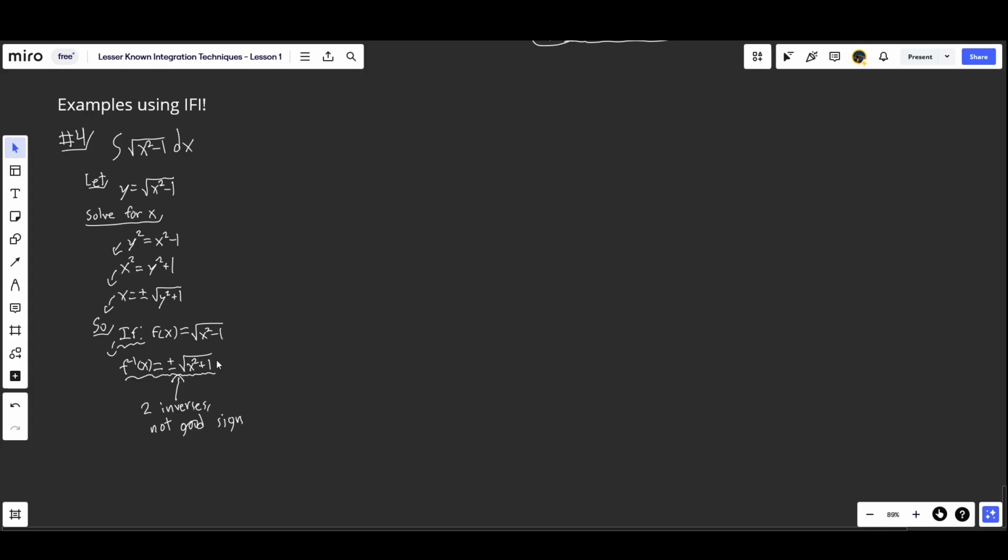This is a pretty bad sign, and we could try to accommodate there being two inverses, but we're not going to do that because even if there was only one inverse, the square root of x squared plus 1 is pretty similar to the original integrand that we had. And since we're going to have to integrate this, if we used inverse function integration, it's not really making our lives much easier.